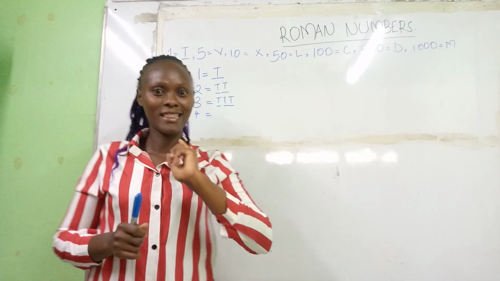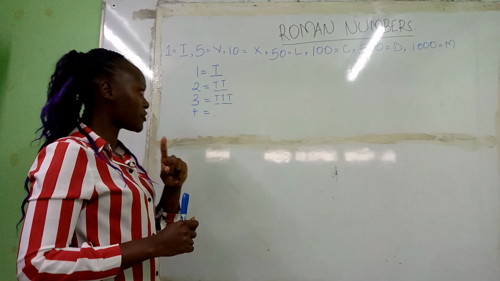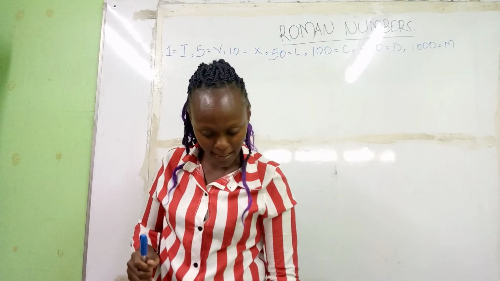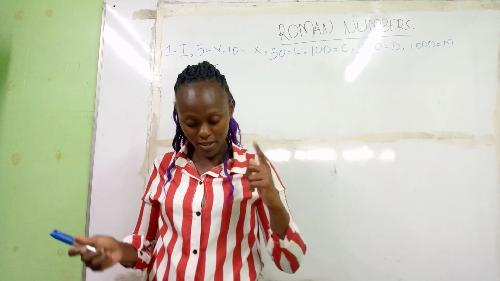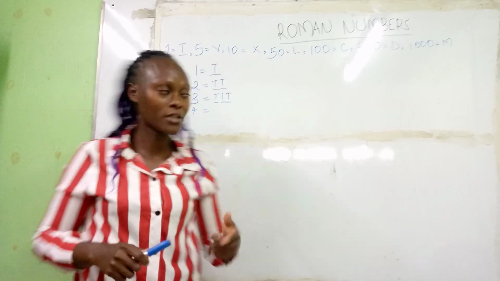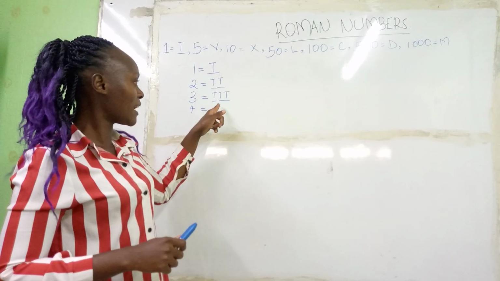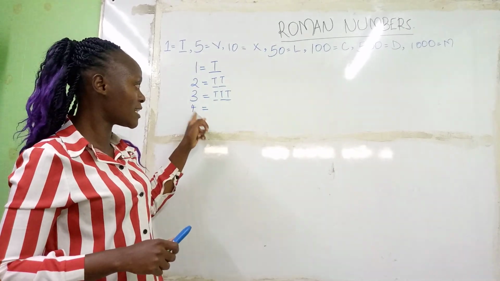And there are 4 rules in Roman numbers. And one of the rules is that specifically, the same letter cannot be used more than 3 times in succession. So at number 3, we've already used the letter I 3 times in succession. So for 4, there's no way it can be I.